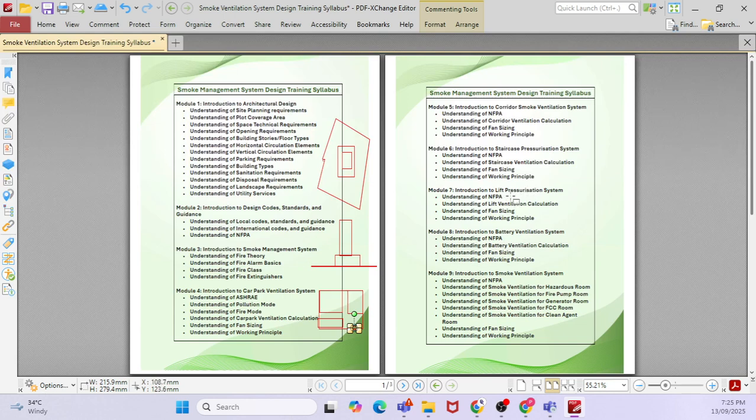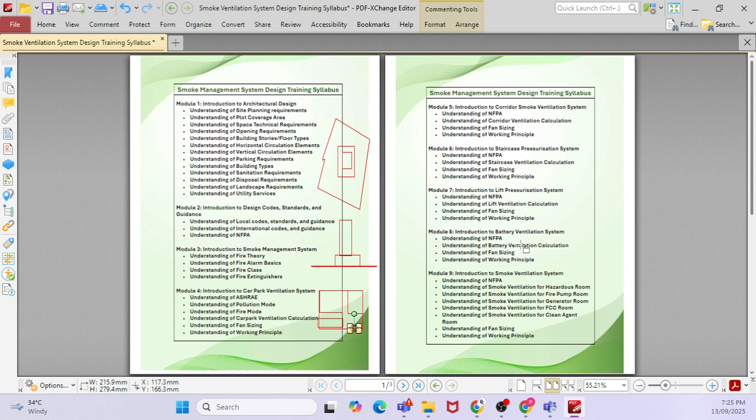Similarly, for the lift pressurization system, then we have a battery ventilation system. So the battery ventilation system is also again as per NFPA. There is a criteria for the battery ventilation. You have hydrogen. Whenever the battery works, hydrogen gas is released, right? So when the hydrogen level goes beyond a certain limit, there may be a chance of explosion.